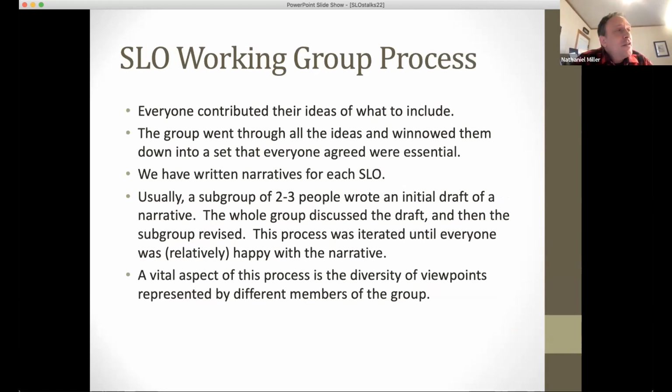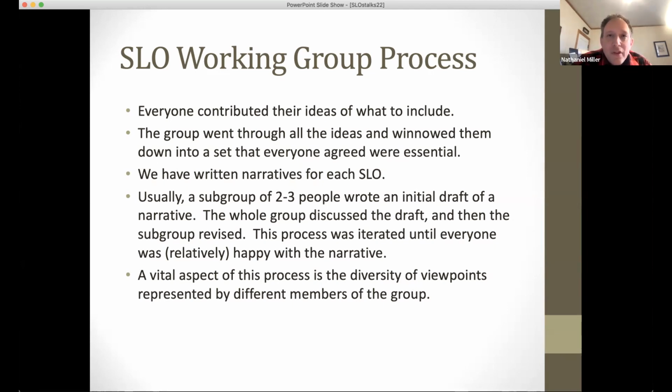So we got together and wanted to come up with these SLOs, and this is the process that we went through. We started out by having everyone write down what they thought would be reasonable SLOs. Then we put that all together into one giant document. Then we went through it as a group and said, okay, yeah, we all agree on this one. No, we don't all agree on this one, let's take it out, and so on. So we winnowed away at the larger group of ideas, and we came up with 10 SLOs that we all thought were essential.